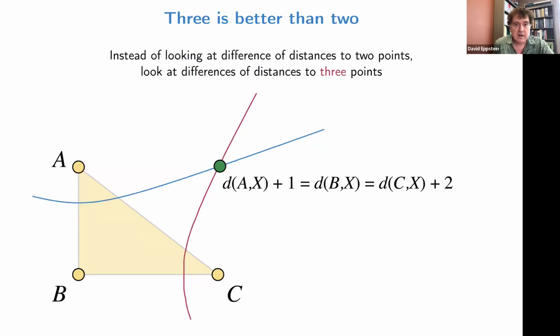And so instead of looking at the differences of the distances to 2 points, this hyperbola defined by the difference in distances from our unknown point x to A and to B, I want to look at the differences of the distances to 3 points simultaneously. The distance from A to x plus 1 in this case is equal to the distance from B to x is equal to the distance from C to x plus 2.